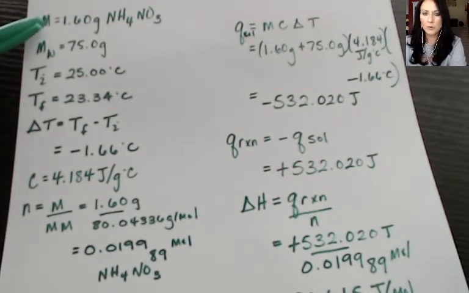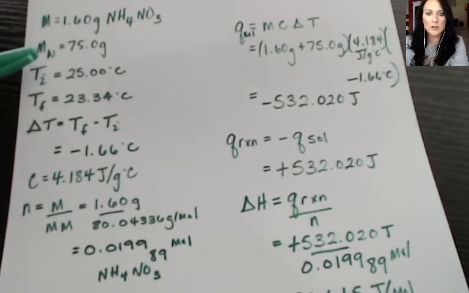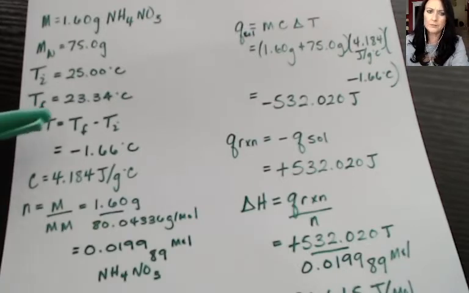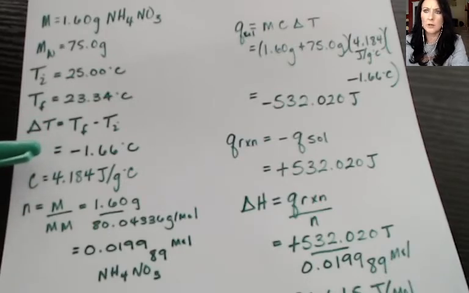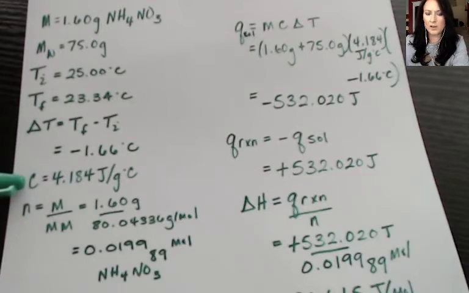So we start off with 1.6 grams of ammonium nitrate. There's 75 grams of water. The initial temperature was 25. The final temperature was 23.34. I did the delta T right here just as a time saver later on. So final minus initial, I got a negative 1.66 degrees for delta T. There's my specific heat capacity, 4.184, right from the data booklet, of course.